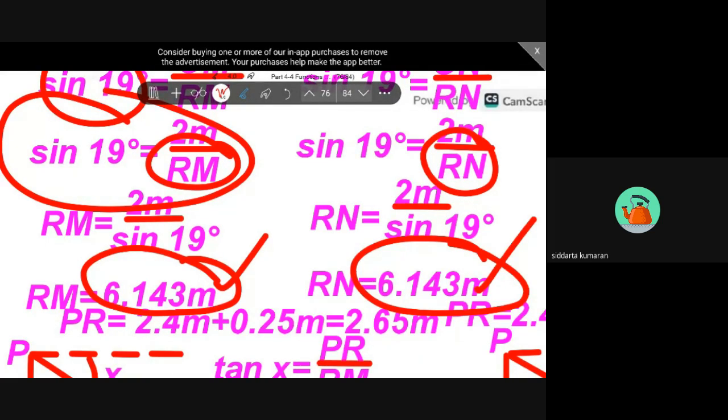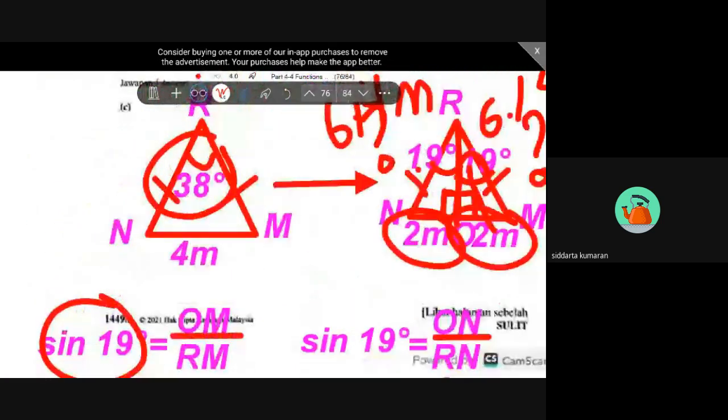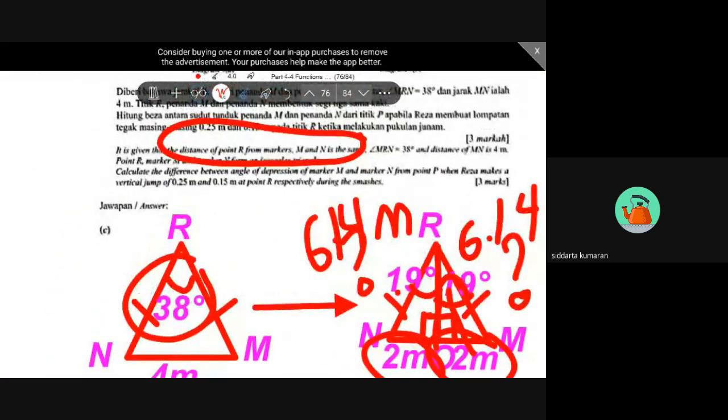Yang lain faham tak how I get 6.143? Understood. Okay, good. So next, sekarang soalan dia kira the difference in angle of depression. Maksud kamu kena cari dua angle lah dan tolak antara satu sama lain. This is the question now.